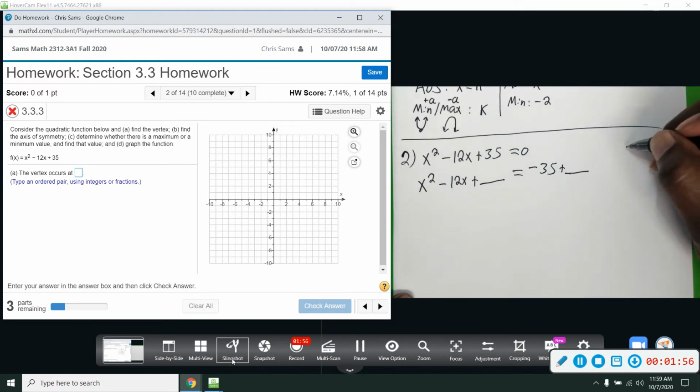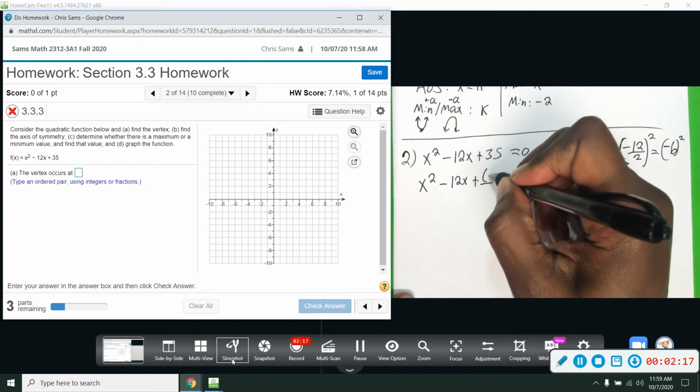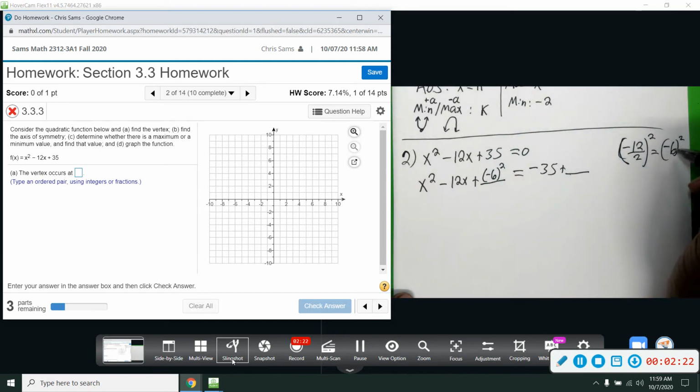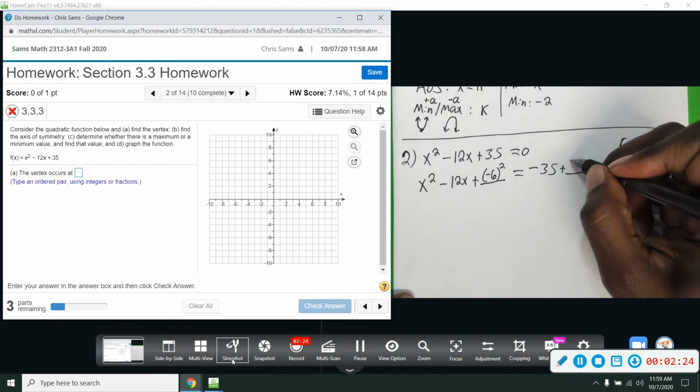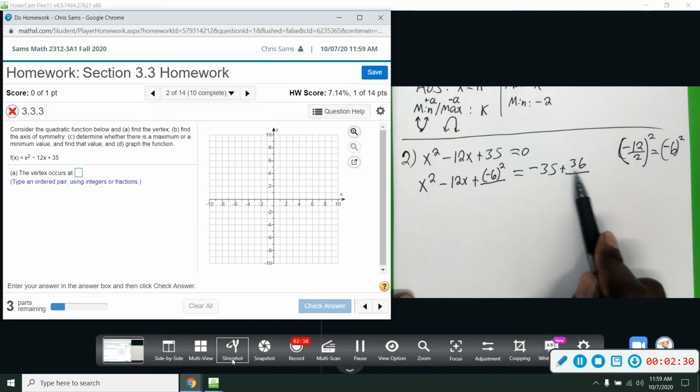Okay, so that is negative 12 divided by 2, and we're going to square it. All right, so I'm going to divide by 2, and it's going to give me a negative 6 squared. All right, so this is what I'm adding, negative 6 squared. On the left side, I'm going to leave it just like that, negative 6 squared. And then negative 6 squared actually is 36. So on one side I'm going to leave it. This is 36, and the other side I'm actually going to evaluate it so that I can simplify.